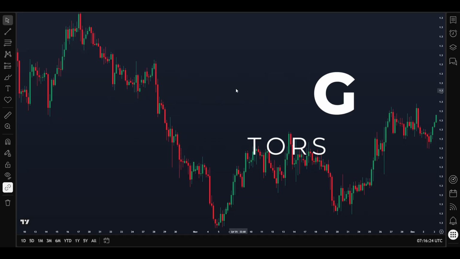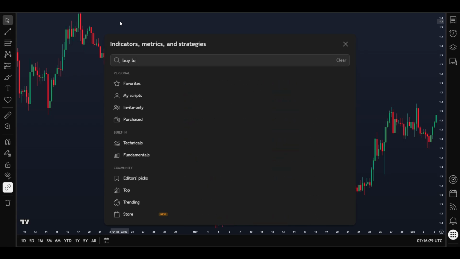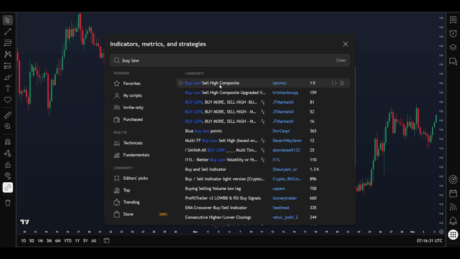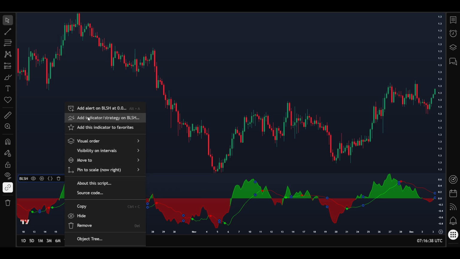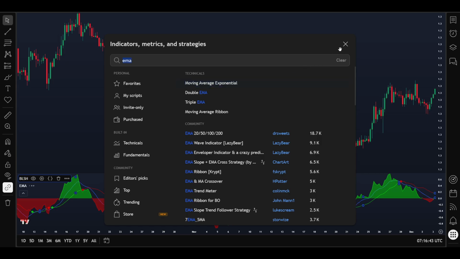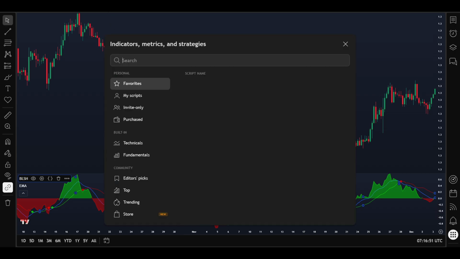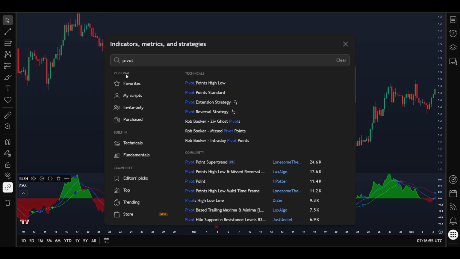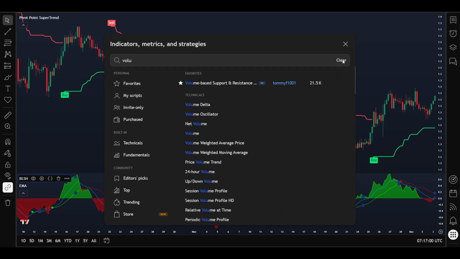Adding indicators. Open indicators in TradingView. Add Buy Low, Sell High, BLSH, by Zach MCC. Open the BLSH title's 3 dots and choose Add Indicator On. Search Moving Average Exponential and add it. This places the EMA inside the BLSH window for clean crossovers. Add Pivot Point Supertrend by Lonesome the Blue. Add Volume, built in under Technicals.